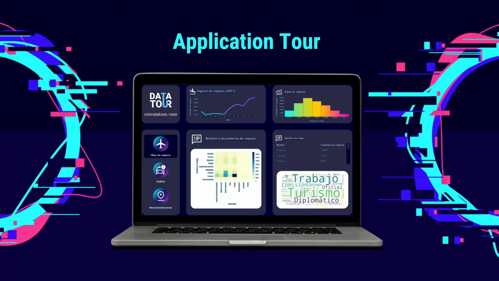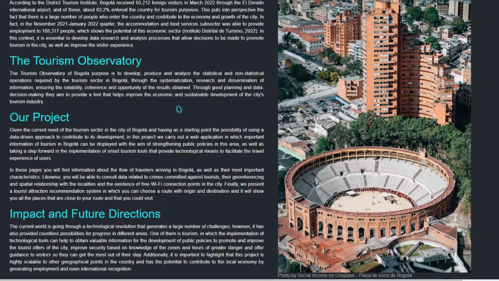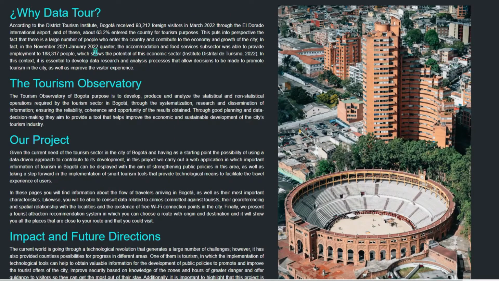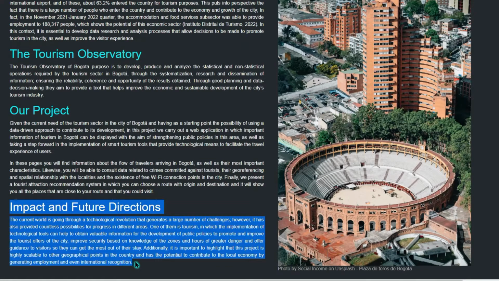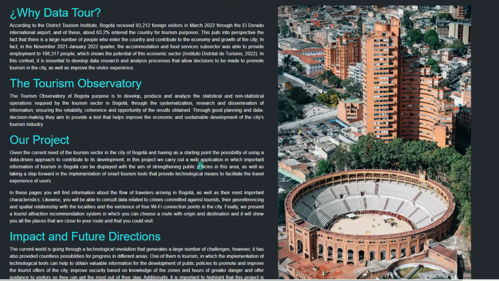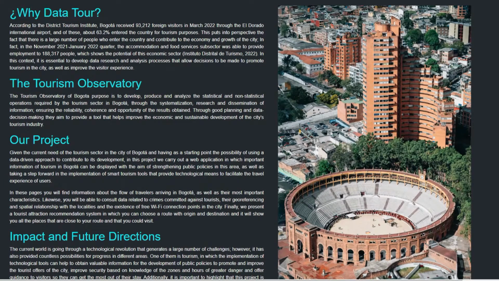Let's see it in action. Our app starts with a homepage. Data related to the project was placed in the first column, such as the context of the problem, its importance, impact, and future directions related to its potential scalability and applications in other geographical locations of the country. We can navigate through the app using the sidebar.